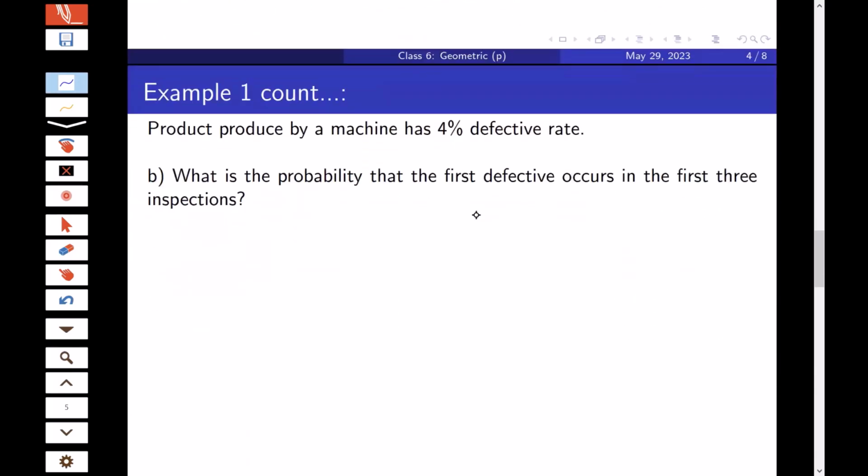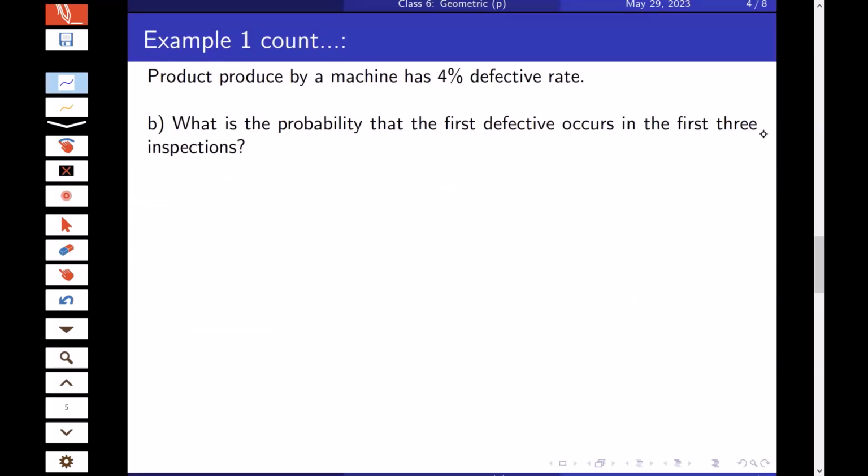Okay, so one more question. This is part C. What is the probability that the first defective occurs in the first 3 inspections? So that means you will get the defective in the first place, defective in the second case, or defective in the third item. So in this case x equals 1, 2, or 3. So the question asks to find the probability of x less than or equal to 3.